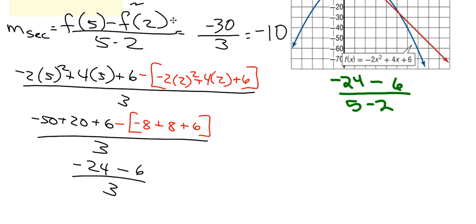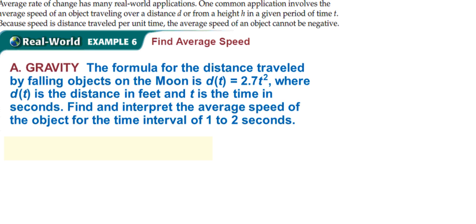So then we have a real world application problem, I think. This is a gravity problem. The formula for the distance traveled by falling objects on the moon is d of t equals 2.7 t squared, where d of t is the distance in feet and t is the time in seconds. Find and interpret the average speed for the object for a time interval from 1 to 2 seconds.